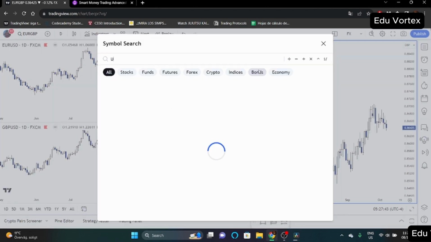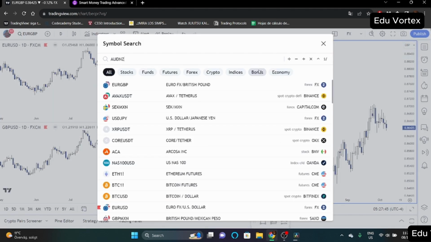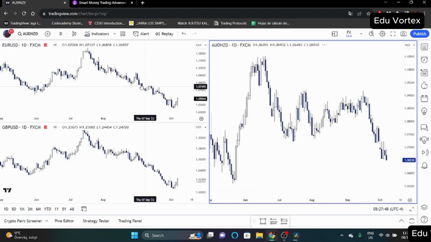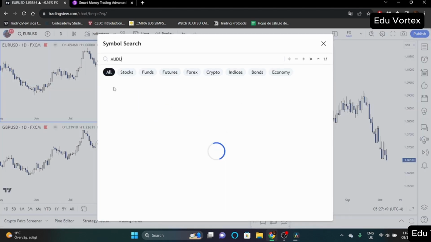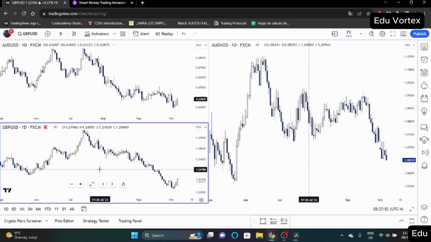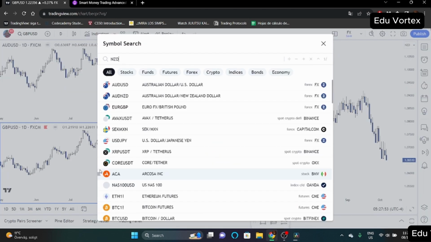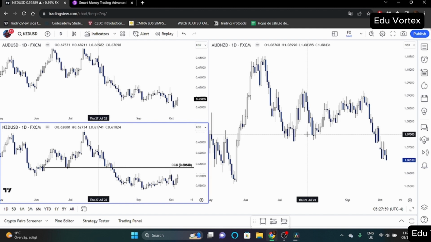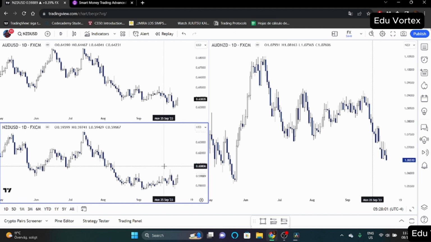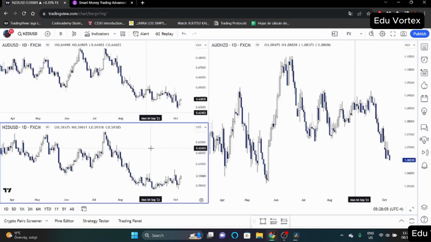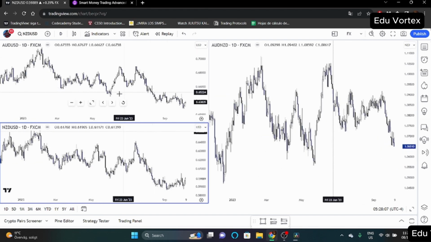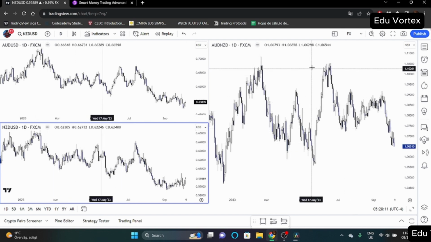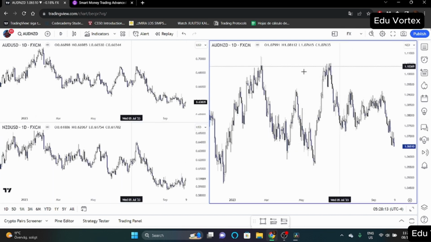And you can also do this with pairs such as AUD USD and NZD USD. These pairs are highly correlated, okay? These pairs are highly correlated. As you can see, look at my charts. Look at how their movement is, and look how their chart is. It's the exact same thing.